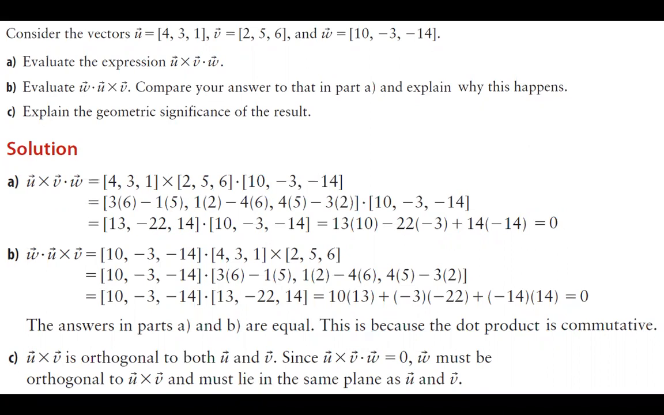Okay, question C, explain the geometric significance of the result. Vector u crossed with vector v is orthogonal to both u and v. Since vector u cross vector v, then dot product with w equals 0, that means vector w must be orthogonal to u cross v and must lie in the same plane as u and v. Understand?